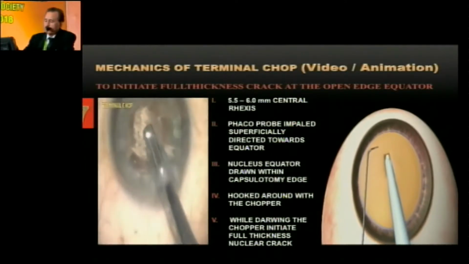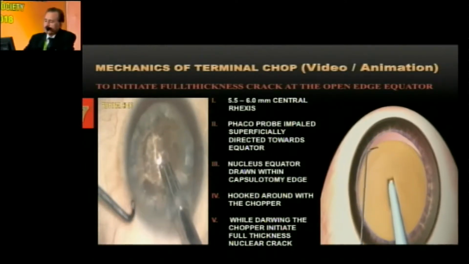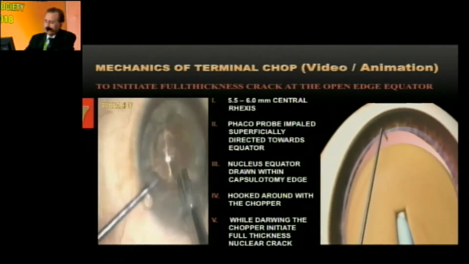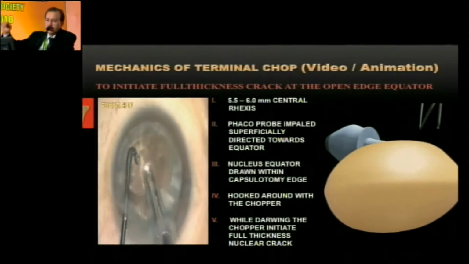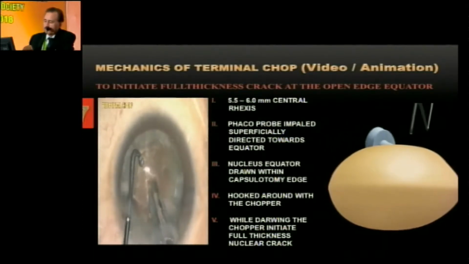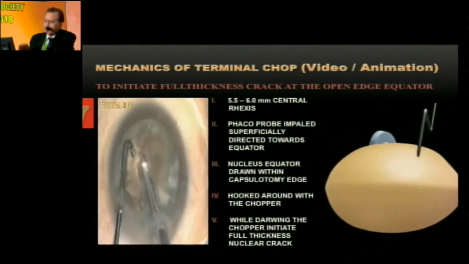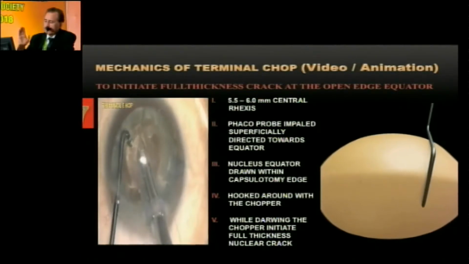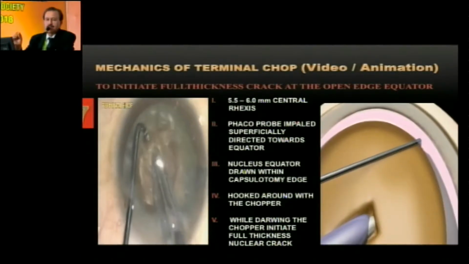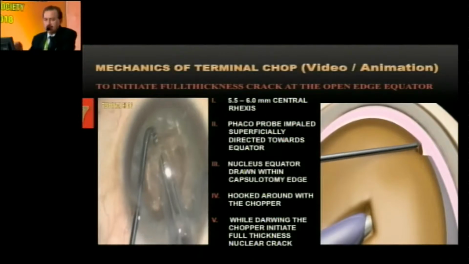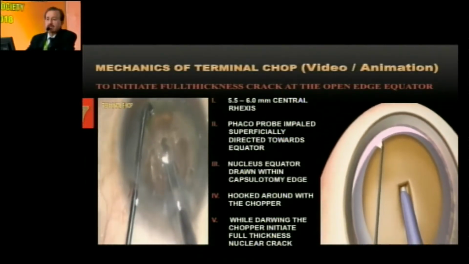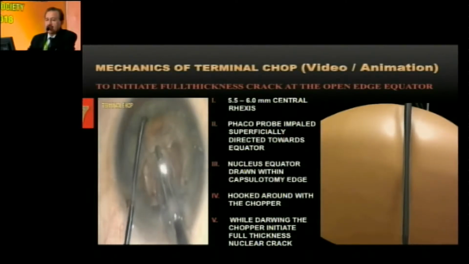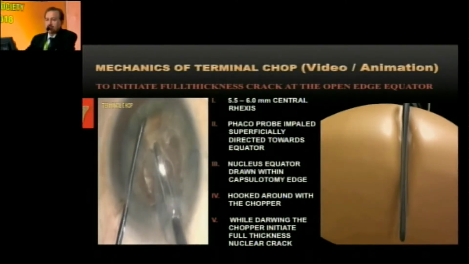Once you hold the nucleus, then you slightly draw the nucleus. You can see you have to slightly draw it. And then you see the edge of the nucleus. Once you see the edge of the nucleus, hook it with the chopper. Once you hook it, the chopper has to be drawn a little bit, that is hardly 1.5 millimeters. Drawing of the chopper starts the nuclear crack. So that crack actually happens when you're drawing the chopper at the equator.